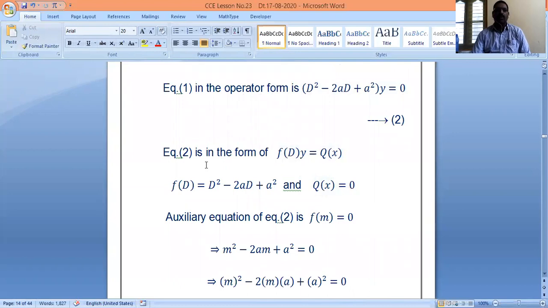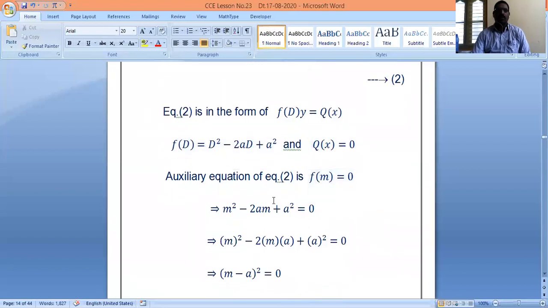Equation 2 is in the form of f of D into y is equal to Q of x. Here f of D is equal to D square minus 2aD plus a square and Q of x is equal to 0. Auxiliary equation of equation 2 is f of m is equal to 0. That implies m square minus 2am plus a square is equal to 0.